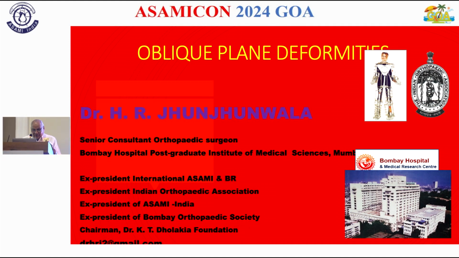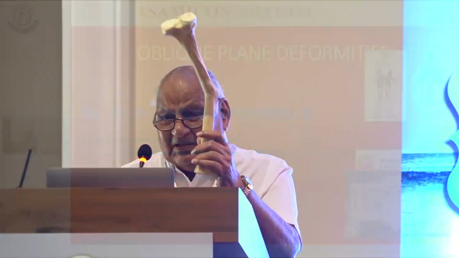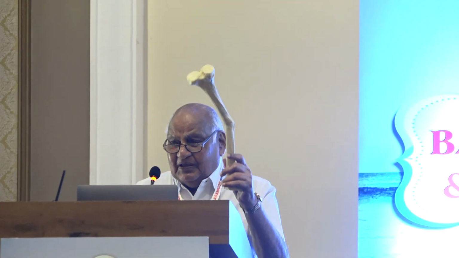I'm going to talk about the oblique plane deformity. If you see this bone in AP view, there is a deformity in the mid shaft. And if you rotate it 90 degrees, that is in lateral view, you will see the deformity. But there are not two deformities in this bone, there is only one deformity, which is the oblique plane deformity. So if you rotate it and see the maximum angle, that is the oblique plane deformity between AP and lateral.